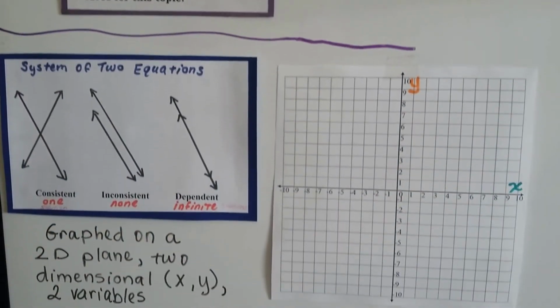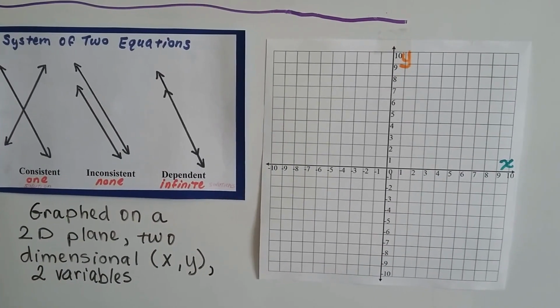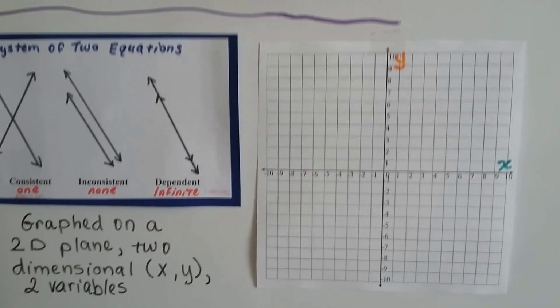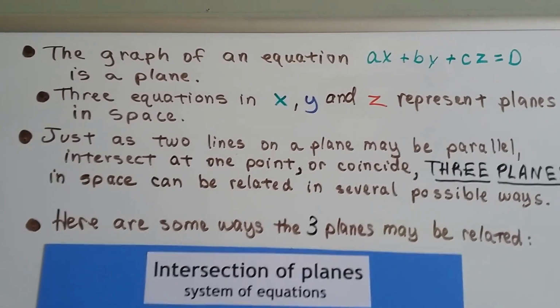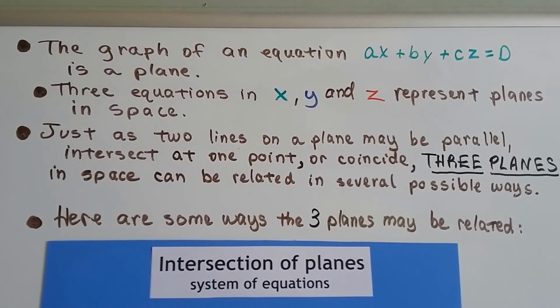When we have a system of 2 equations, it's graphed on a 2D plane. It's two-dimensional. We have 2 variables, x and y, and we just graph them on this plane, don't we? Well, the graph of an equation ax plus by plus cz equals d is a plane. 3 equations in x, y, and z represent planes in space.